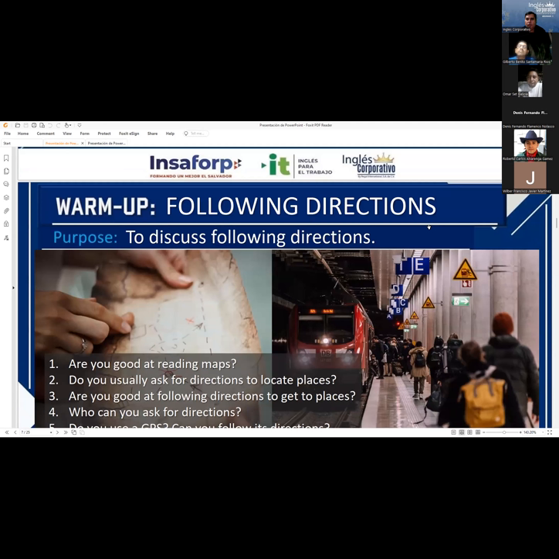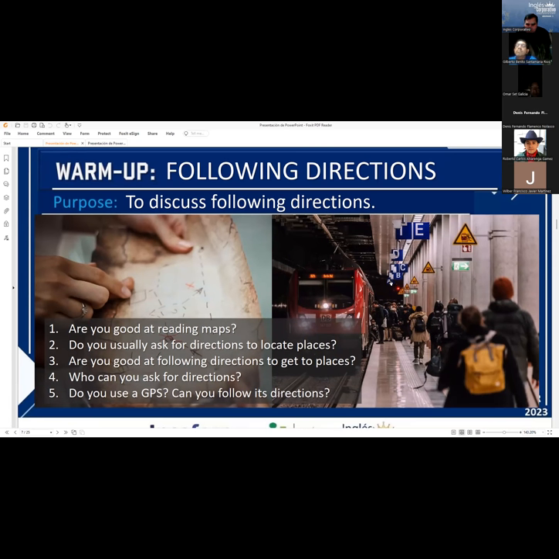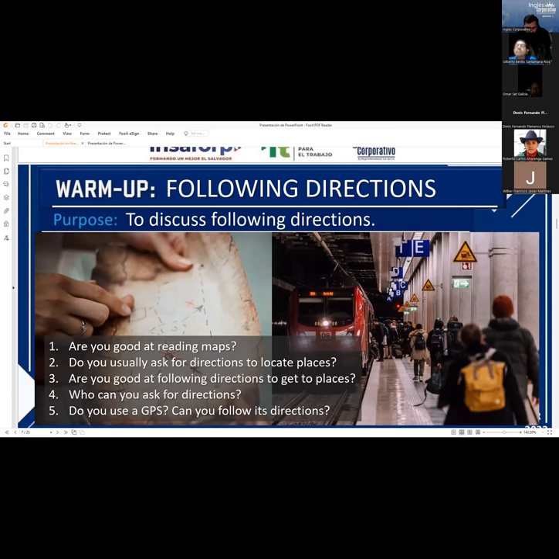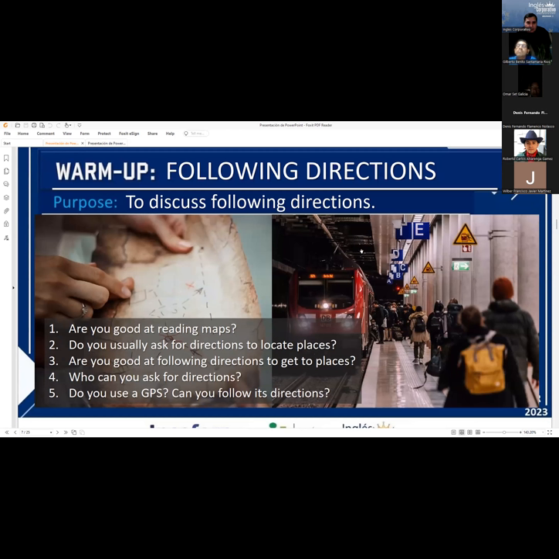Okay. Warm up, following directions. We're going to discuss these questions. Welcome aboard, Omar. Okay. So discuss the following questions. Are you good at reading maps? Do you usually ask for directions to locate places? Are you good at following directions to get to places? Who can you ask for directions? Do you use a GPS and you follow its directions? Okay, so these are the questions that you need to discuss.